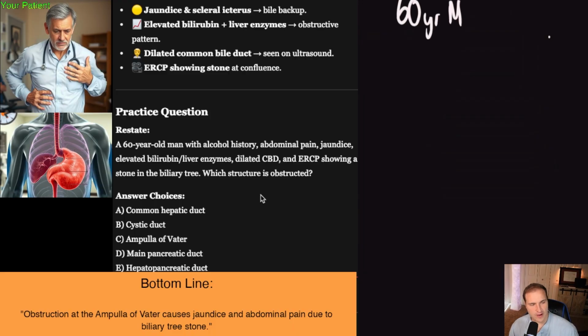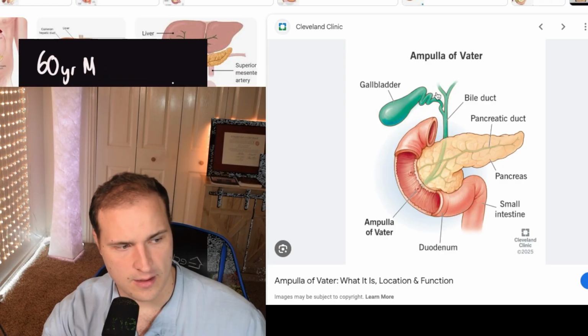He's got a history of alcohol use, abdominal pain, jaundice, and elevated bilirubin and liver enzymes. He's got dilated CBD and ERCP showing a stone in the biliary tree. Which structure is obstructed? All right, so here's what we're looking at.